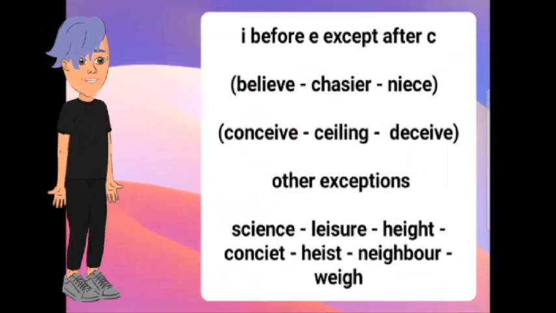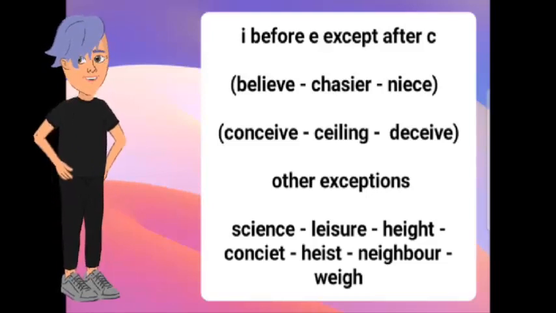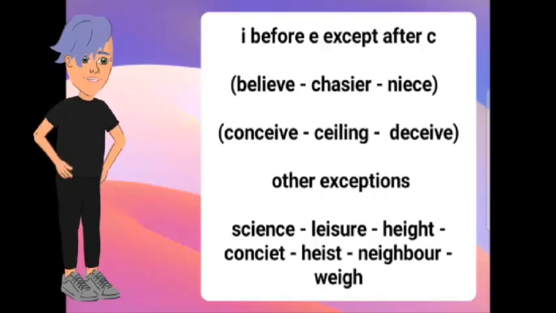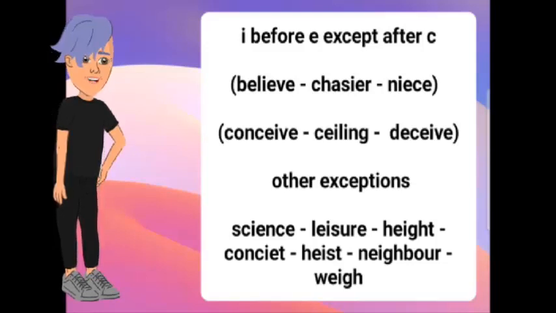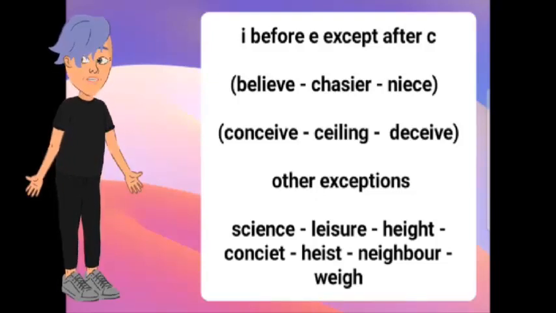A rule to help you with spelling: I before E except after C. Look at the words belief, cashier and niece, you can see the I comes before the E. And look at the words conceive, ceiling and deceive. When we have a C, you can see that the E comes before the I. That's the rule, I before E except after C.